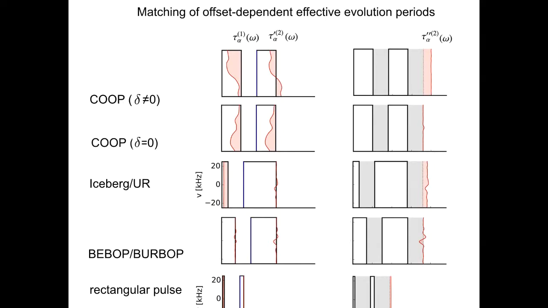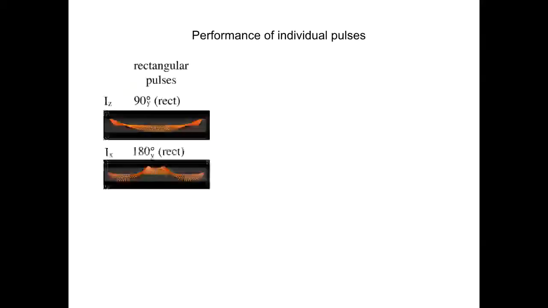Whereas, for example, if you look at these Iceback pulses, this one is pretty flat. This refocusing pulse has some bumps and they don't compensate. In the end, you have different effective evolution periods. So the phases of the echo for different offsets are different, and you get some destructive interference. And here it's inverse. Basically that leads to this nice performance.